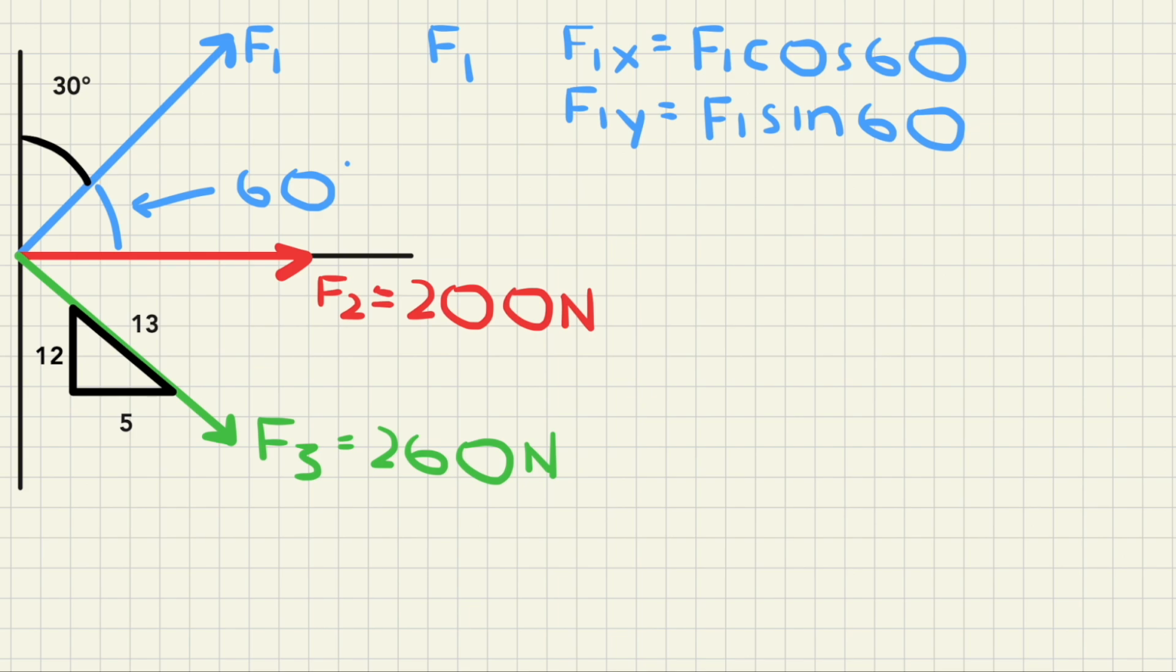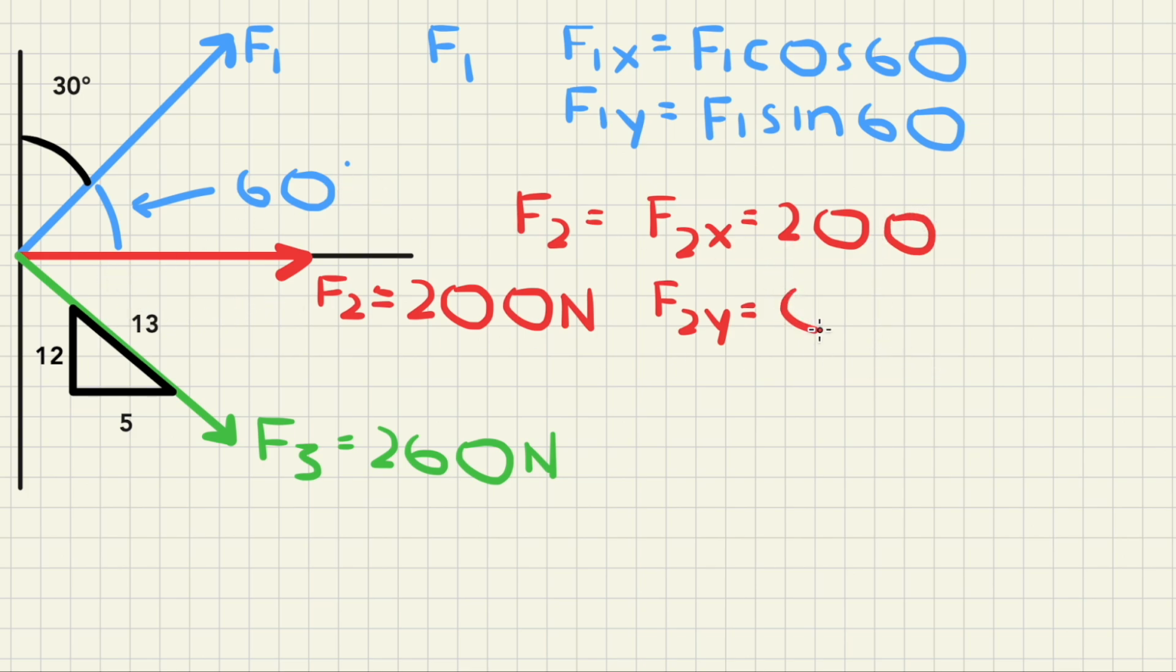So we have F1, so let's break down the components for F2. So as we can see here, all of the second force is in the x direction, so we can just write 200 for that one, and we don't have any of it in the y direction, so this one is going to be 0. So that one's nice and easy.